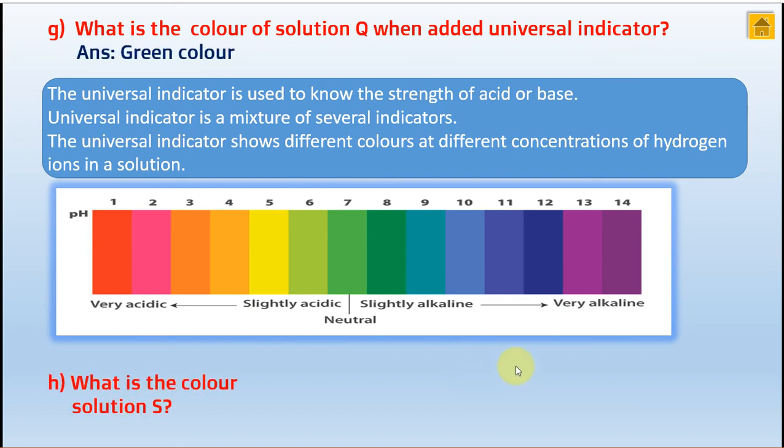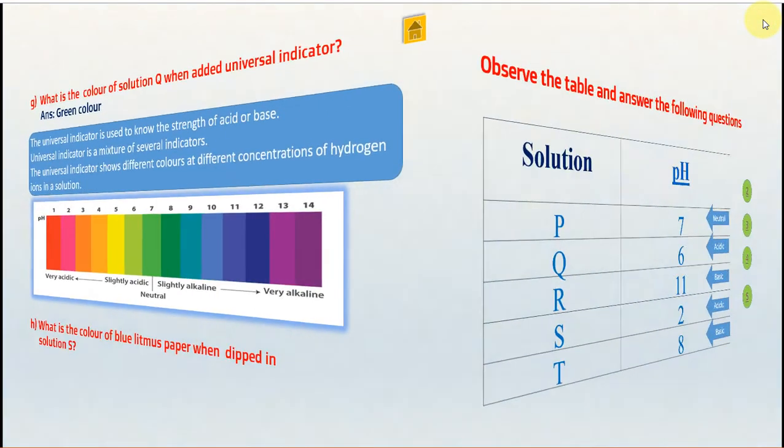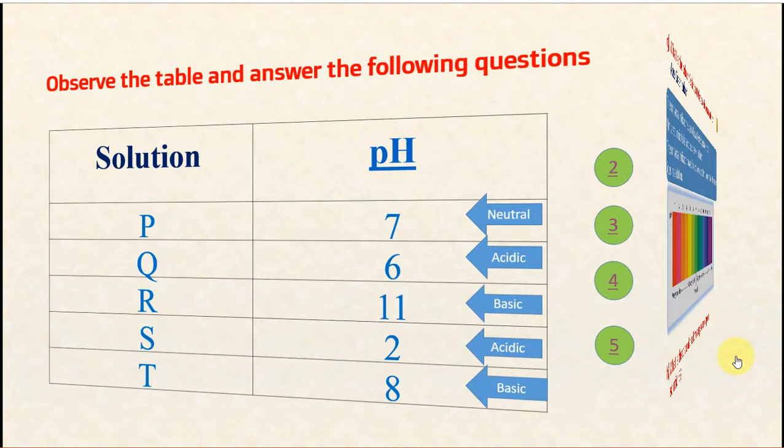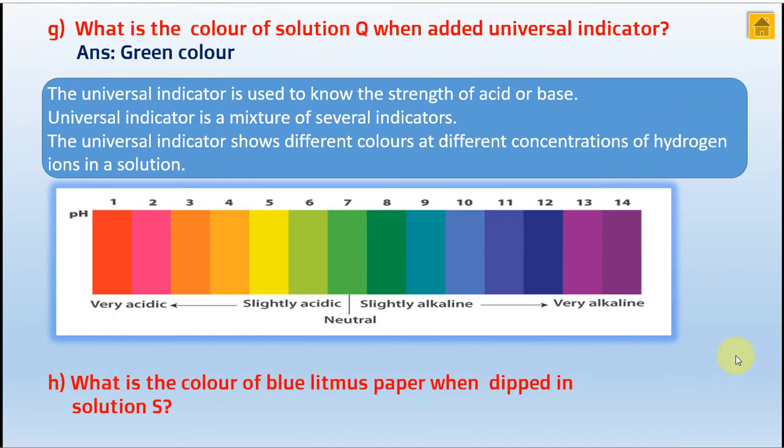And the next question is, what is the color of blue litmus paper when dipped in solution S? We know blue litmus and red litmus turn into various colors when dipped into acids and bases. So is S acidic or basic? Let us see, it is acidic. So since the blue litmus is dipped into the acid, that is solution S, it turns red.